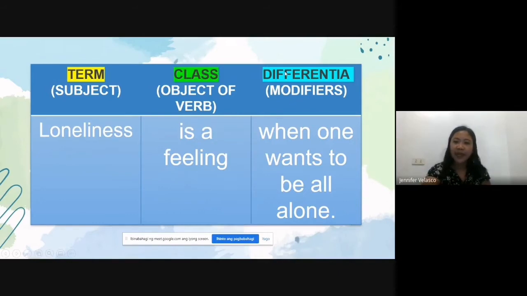And we also have the modifier when one wants to be all alone. And when we speak of modifiers, they could be a phrase modifier, a word modifier, or a clause modifier. In here, we have a clause modifier.